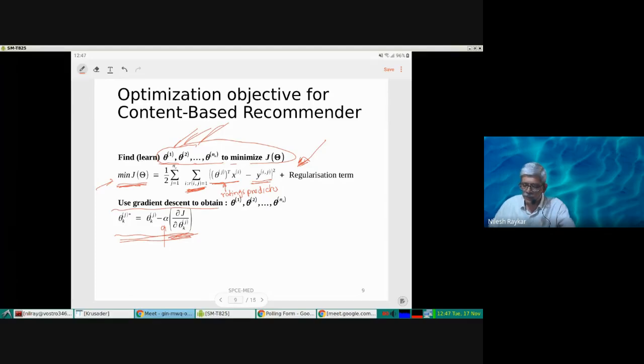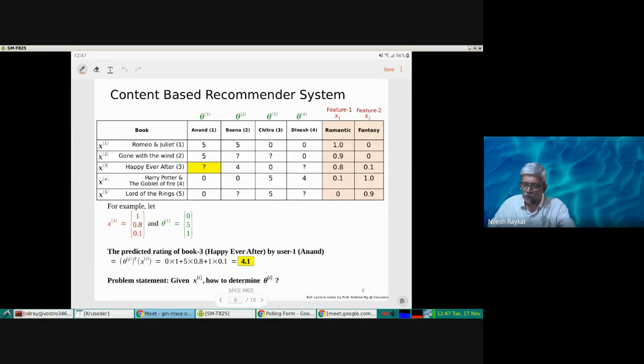Let's understand this, assuming that one has solved this problem and obtained both the x vector and the theta vector. Let's illustrate how it leads us to the rating. For example, we want to know for the Happy Ever After book what the rating would be given by Anand, the first user. This is the question mark we want to predict. You have done the optimization and obtained the user vector for Anand, and it is as given here.